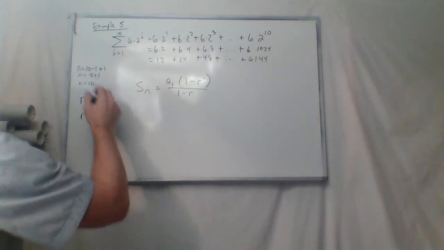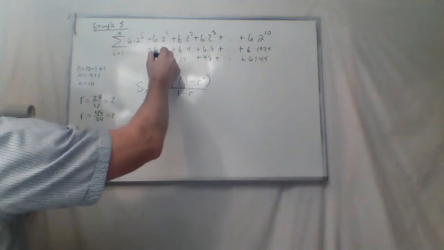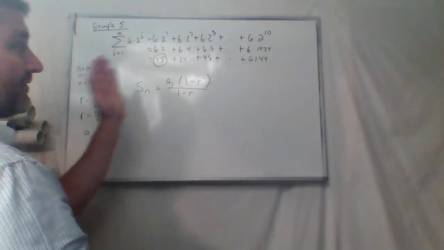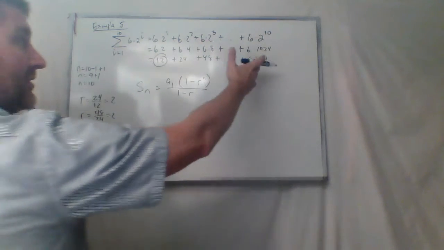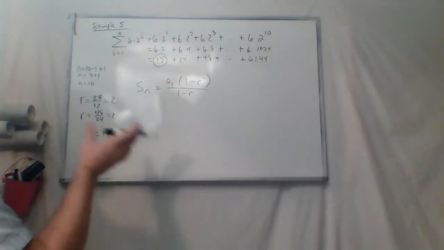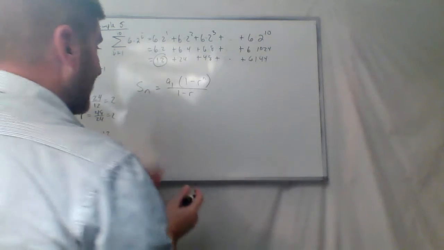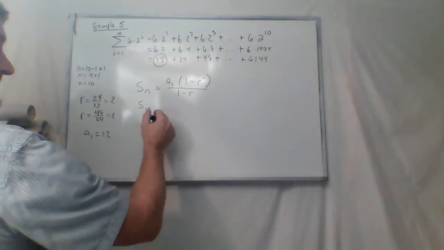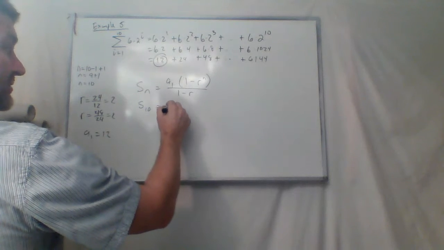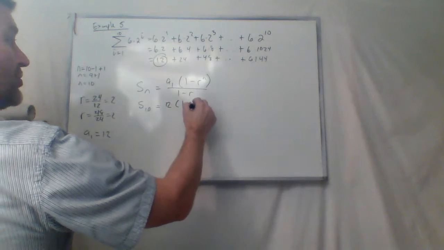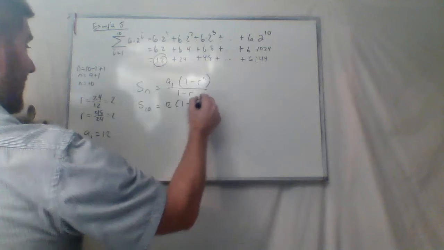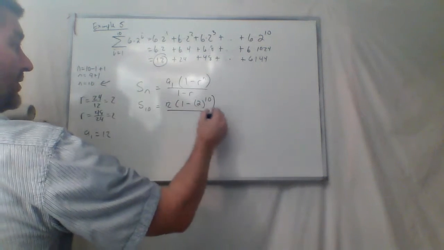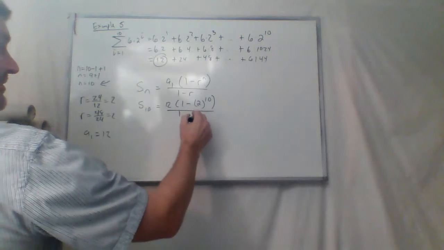So r is 2, n is 10, and I had to plug in 1 to find out what a1 was. And a1 is 12, and you had to do the first one there. I didn't have to do the last one because the sum formula for a geometric sequence doesn't include the last term. So if I want to find the sum of 10 terms, it's equal to your first term 12 times 1 minus 2 to the 10th power, because my number of terms is n, over 1 minus r, which is 2.